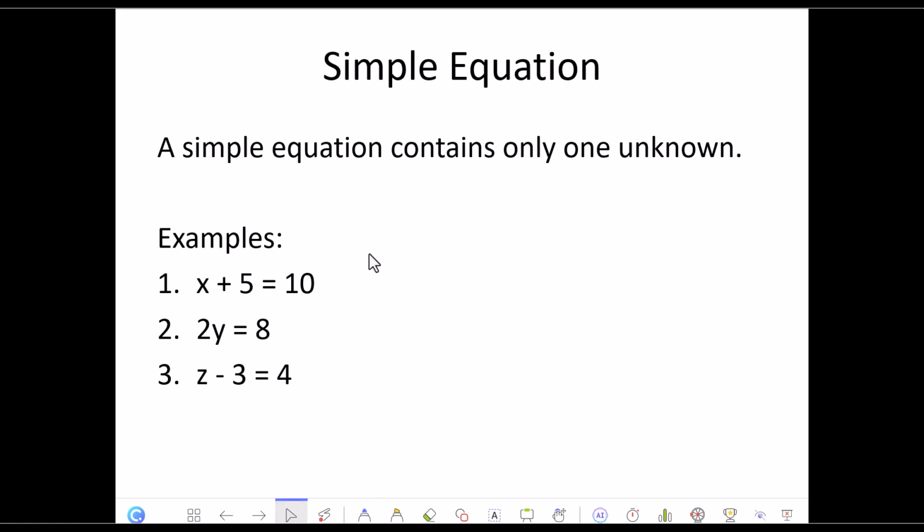You can see, when you have an equation that has just one letter, something like this, x plus 5 equals 10, this is a simple equation. Like 2y equals 8, this is a simple equation. Like z minus 3 equals 4, this is a simple equation. So these are the kind of questions we are going to learn in this term.